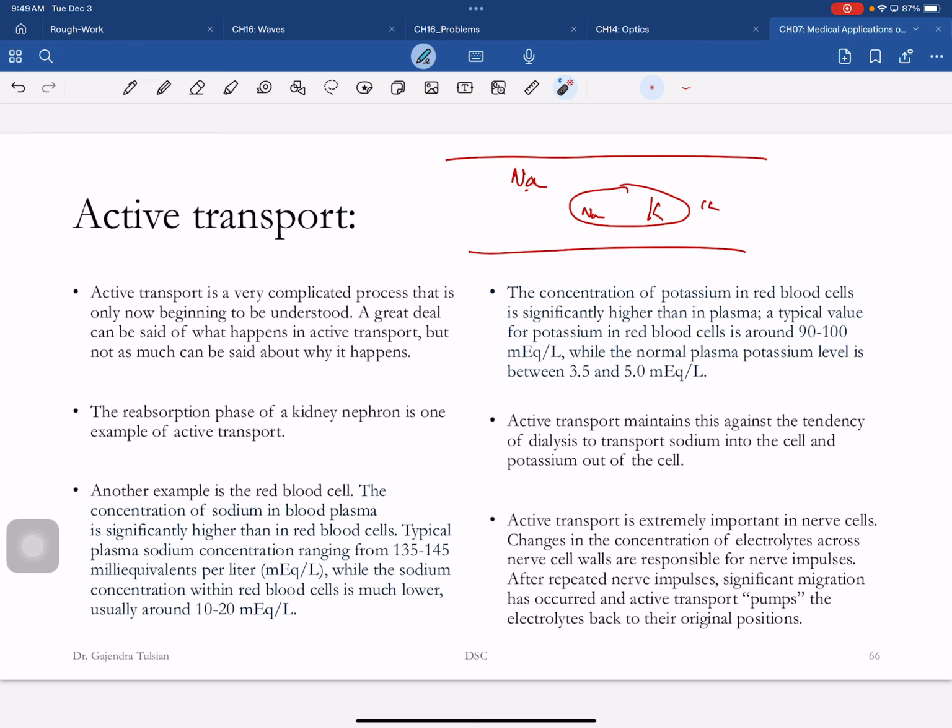So again, active transport is when you're spending energy to move molecules from lower concentration to higher concentration.